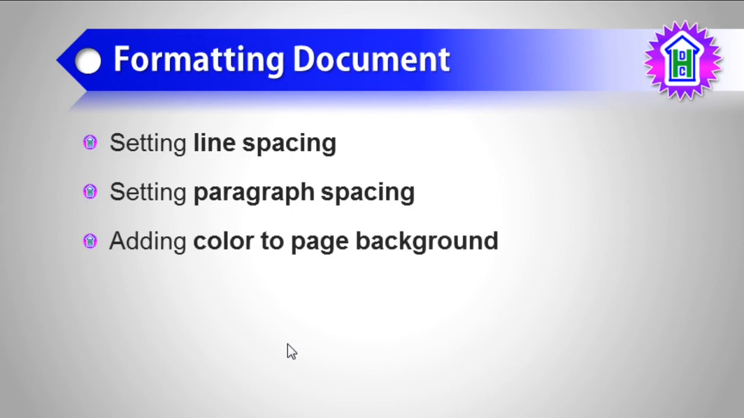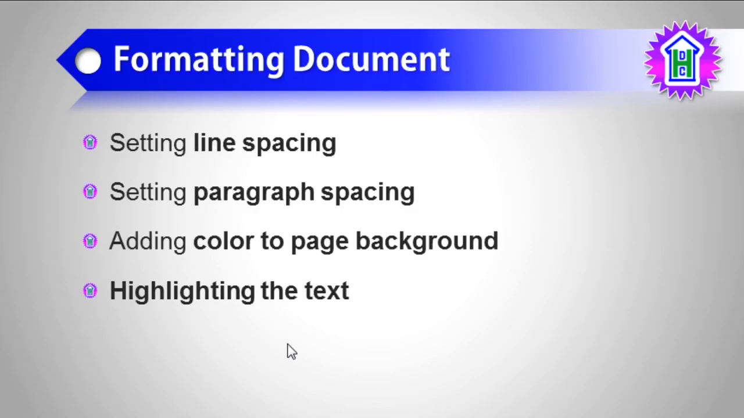Then adding colors to page background, that means setting the background color of a page. Then highlighting the text with some color. So these are the 4 things we are going to do in formatting document section. So let us move to Microsoft Word again.